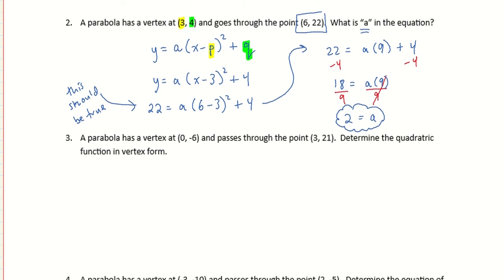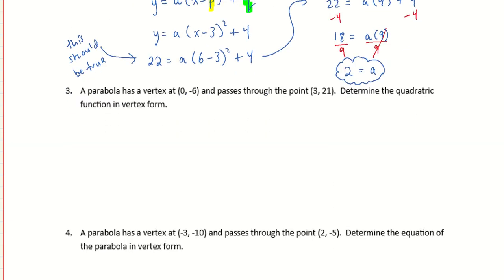All right, and our third example: a parabola has a vertex of (0, -6) and passes through the point (3, 21). Determine the quadratic function in vertex form. Well, if we recall, vertex form is that y = a(x - p)² + q.